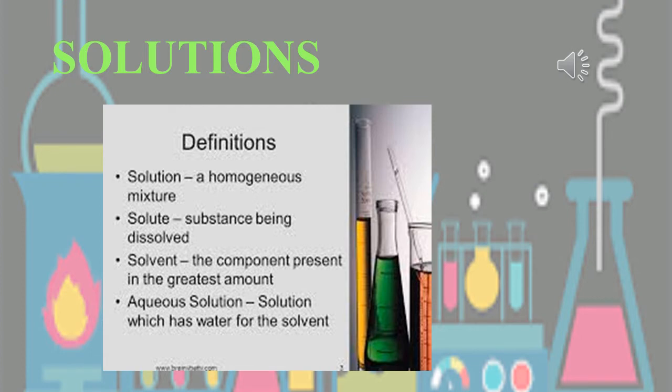The definition of solution is: it is a homogeneous mixture of two or more substances. In a solution we have two components, one in lesser amount by weight and another in larger amount by weight. The lesser amount by weight is named as the solute, and the larger amount by weight is named as the solvent. For example, consider salt solution or sugar solution.